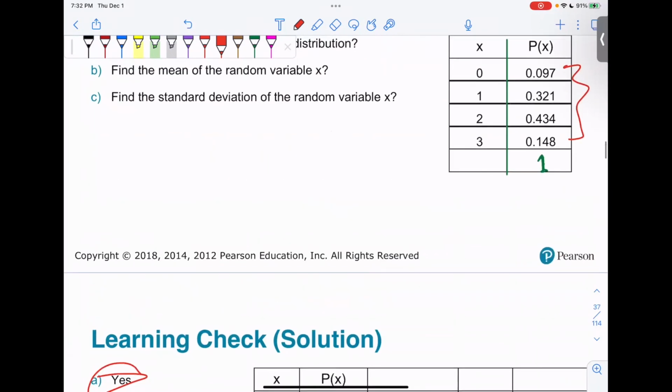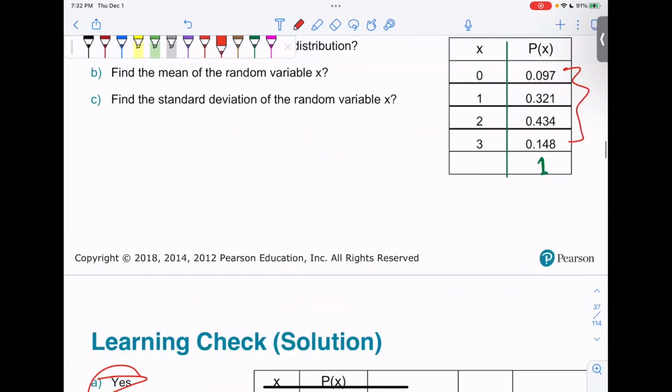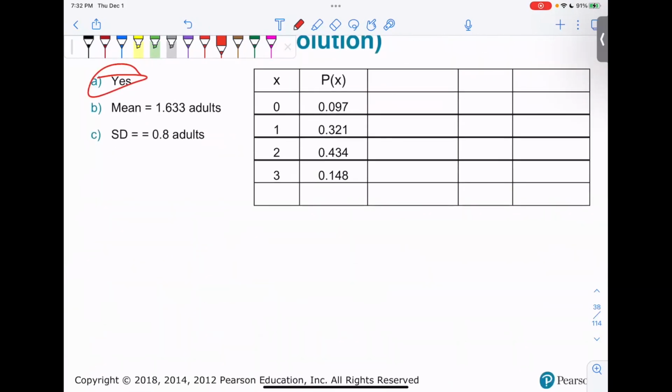Find the mean. So the mean will be equal to what? Mu equals the summation of x times probability of x, right? So we use the same way we did. We have probability of x, so we have to find x times probability of x. And then just take this summation. The summation of probability equals 1 for sure.